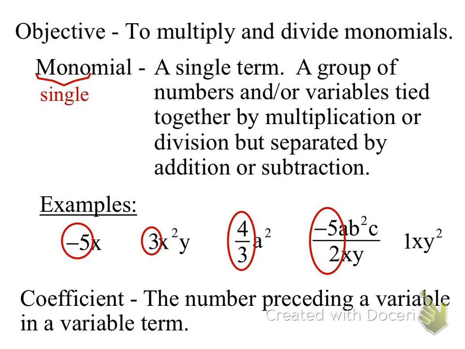1. The other thing you need to know about monomials: it is a monomial if it has a whole number exponent. Their exponents need to be whole numbers. Integer exponents.